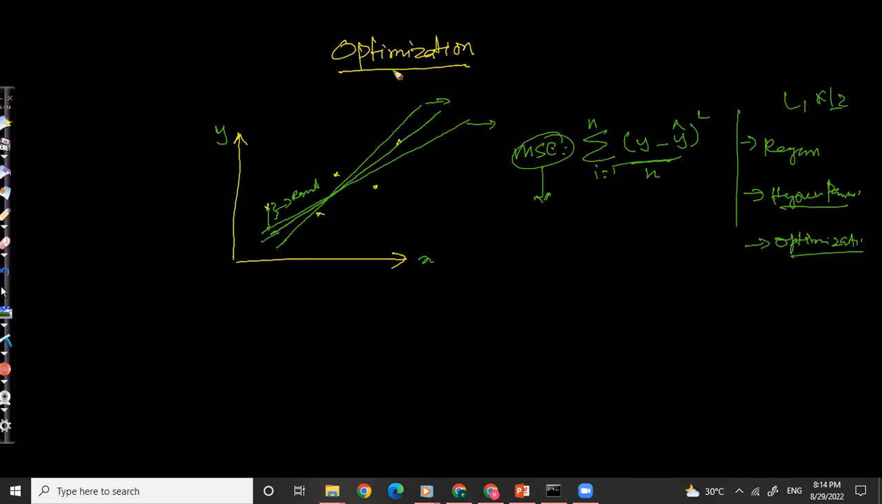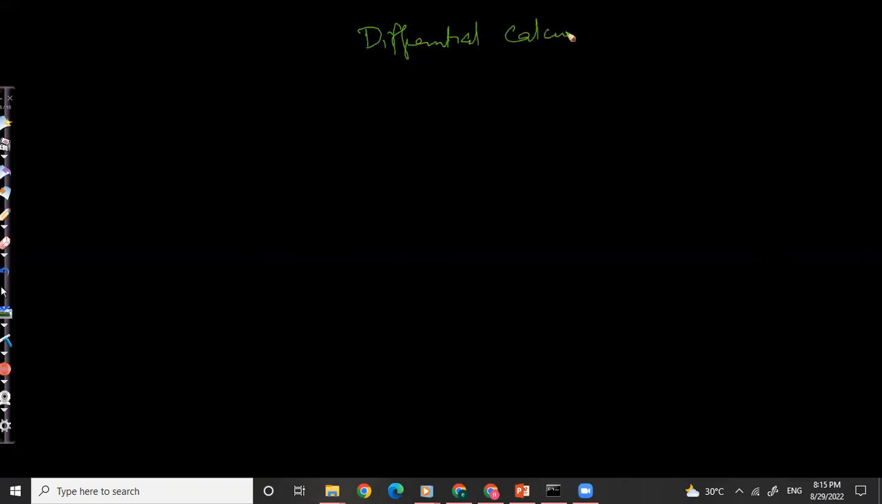The important point of optimization is that we have to find the best algorithm, the best model, by reducing the error. For that we have to know a little bit of differential calculus. It is simple. We would have already studied it in school, but I will explain it in a simple way. There are two types of calculus: one is differentiation.